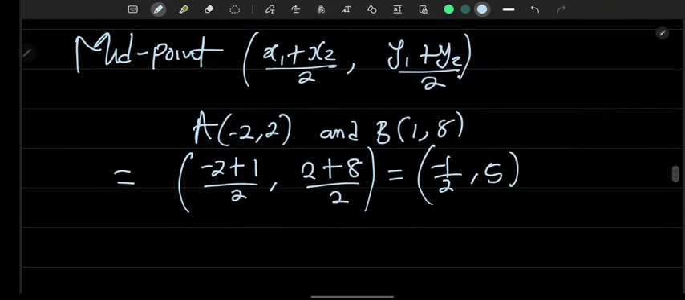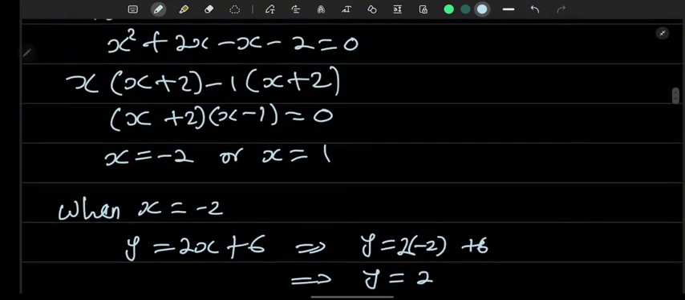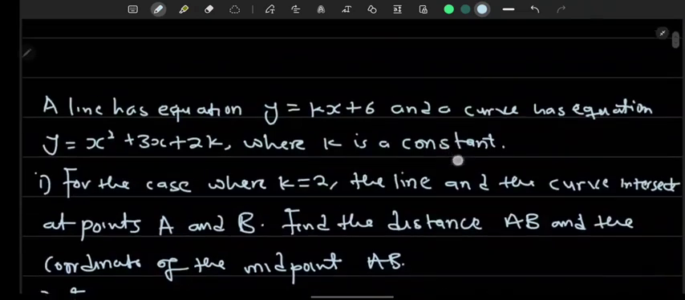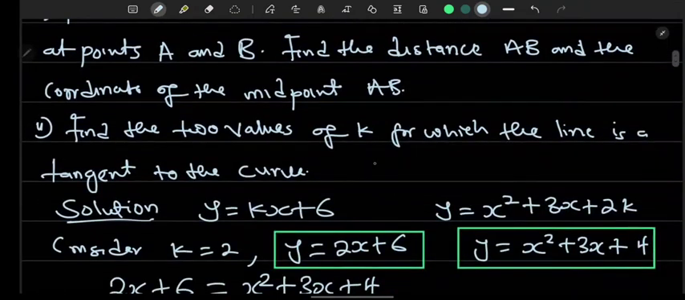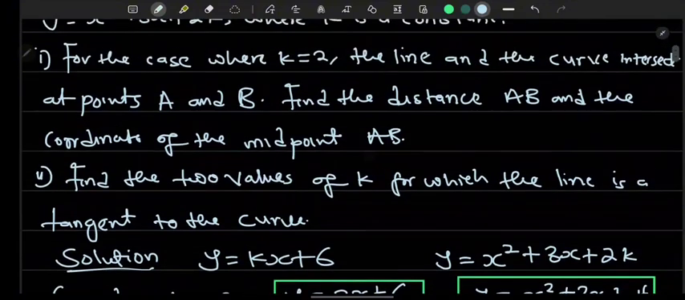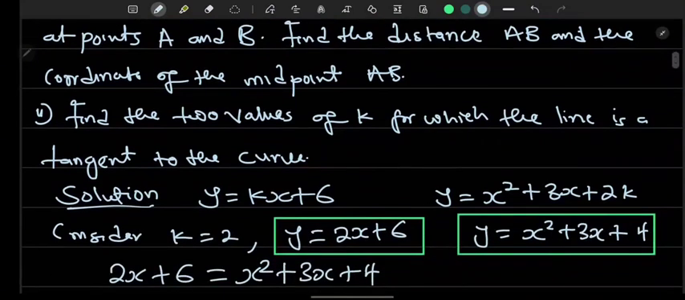So now moving to this second question, where we are asked to find the 2 values of k for which the line is tangent to the curve. This time around, remember the first condition given was k to be 2. So we used k to be 2 to get the 2 points A and B. But in the case of this, we are not going to assume any value for k. We only need to find the values of k here for which the line is a tangent to the curve.